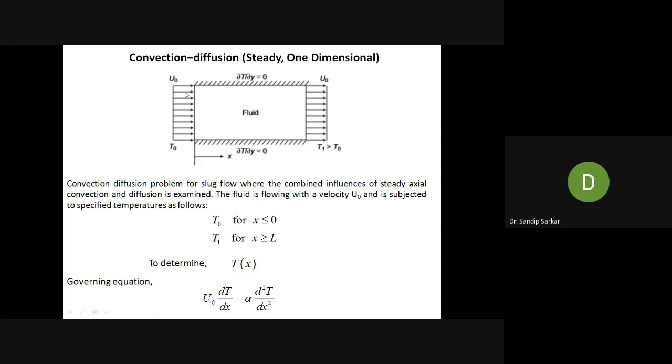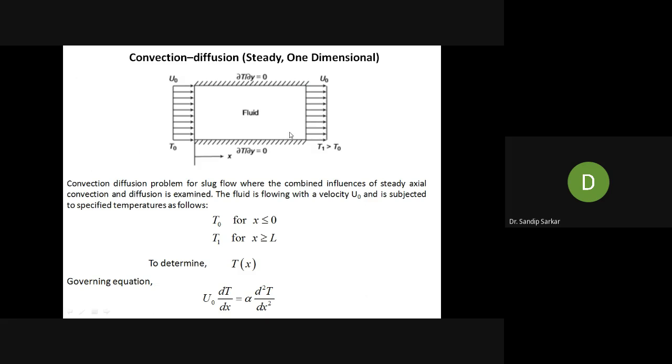So let us consider a slug flow, that is a flow with a uniform velocity. Velocity is very small and uniform. There is no variation of velocity along the y direction, and it is unidirectional, that is, only x direction velocity exists. In the y direction there may also be velocity, but those are uniform, with no velocity variation. So fluid is entering the domain with a uniform velocity u naught, and it is also exiting the domain with the same uniform velocity u naught.